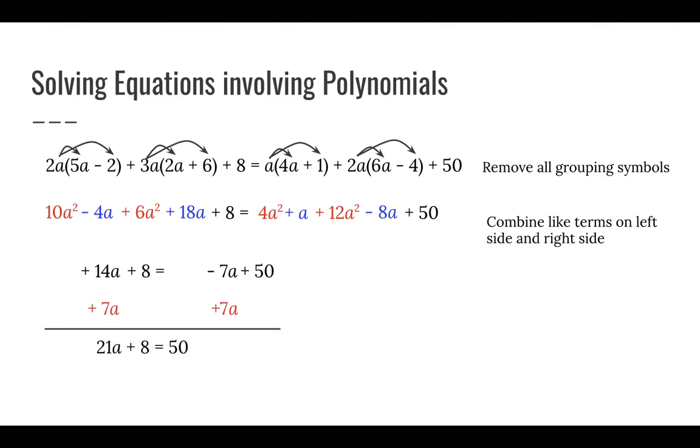Simplify to get 21a plus 8 equals 50. Then I'll subtract 8 over. Once I subtract 8, I'll have an equation that says 21a equals 42. And then finally, divide both sides by 21, and I've got an answer that says a equals 2. So there's multiplying polynomials by a monomial and using that to solve equations.